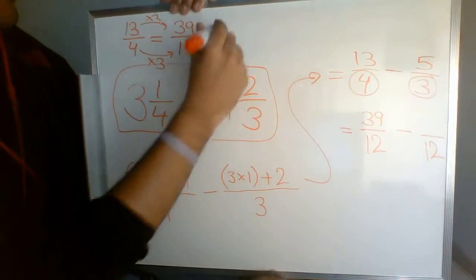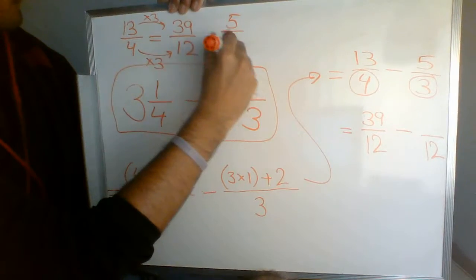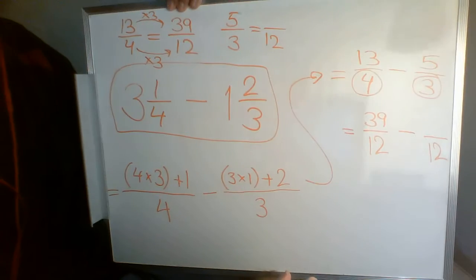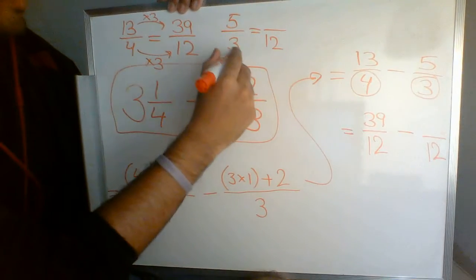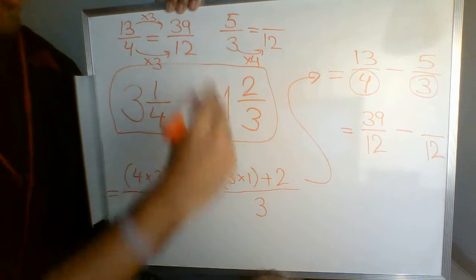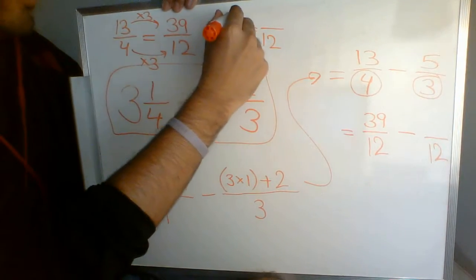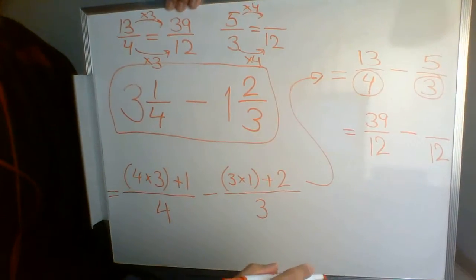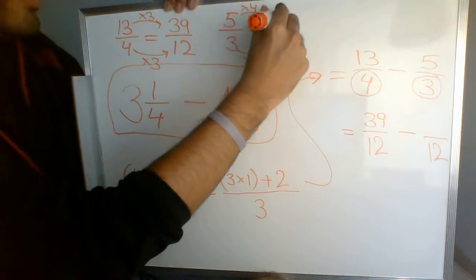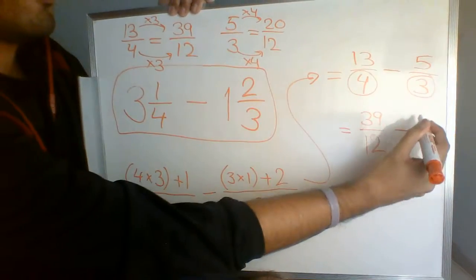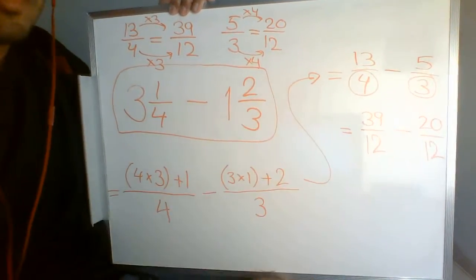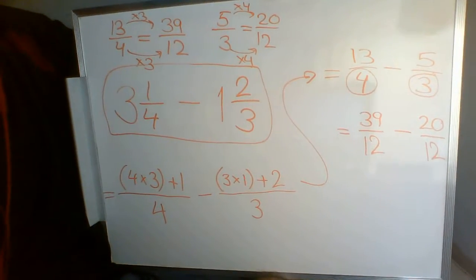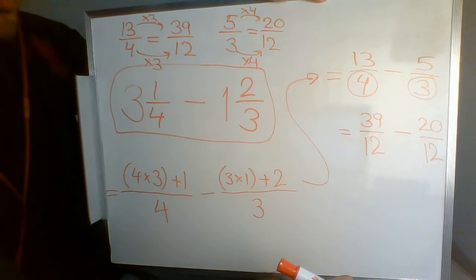And then we're going to do the same thing for the second fraction. We start with 5/3, and we need to get it into something with a denominator of 12. Now going from 3 to 12, you have to multiply by 4. So to get from 5 to our new numerator, we also have to multiply that by 4. And so doing that, we get 5 times 4 is equal to 20, which will go over there. So now we've converted 13 over 4 and 5 over 3 into their new fractions with the same denominator.